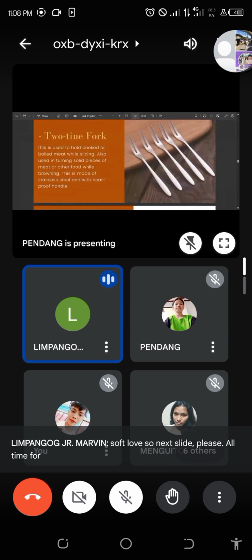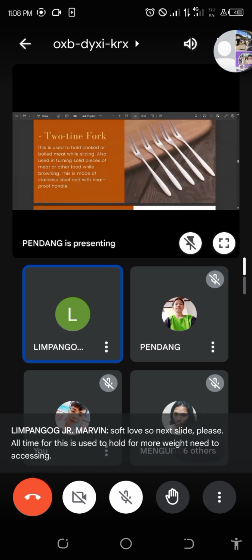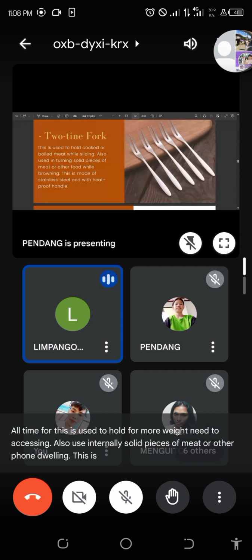Tomahawk fork. It is used to hold cooked or boiled meat while slicing. Also used in turning solid pieces of meat or other food while browning. This is made of stainless steel and with a heat-proof handle.